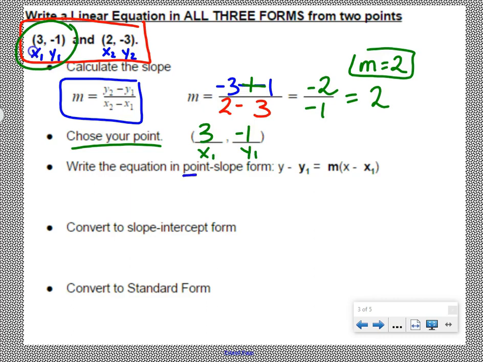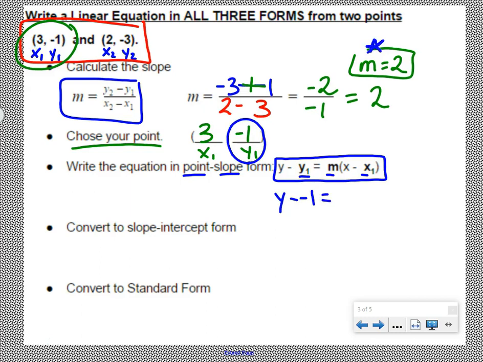Write the equation in point slope form. So here I rewrote the point slope form standard version. We need to replace y1, m, and x1 with numbers. So we do y minus y1, which is negative 1, equals m. We found that using our slope formula, 2. Times x minus x1, which is 3. Only thing we need to fix is change this double negative into a positive, and right now we have our equation in point slope form.